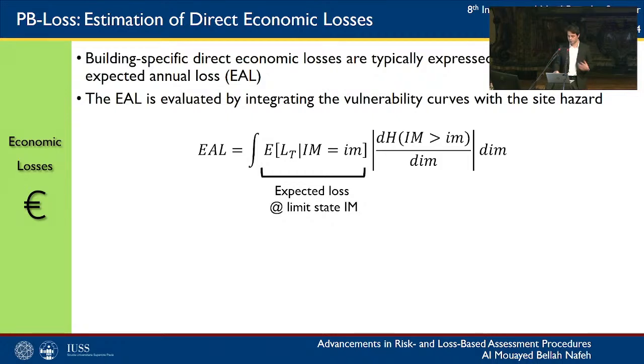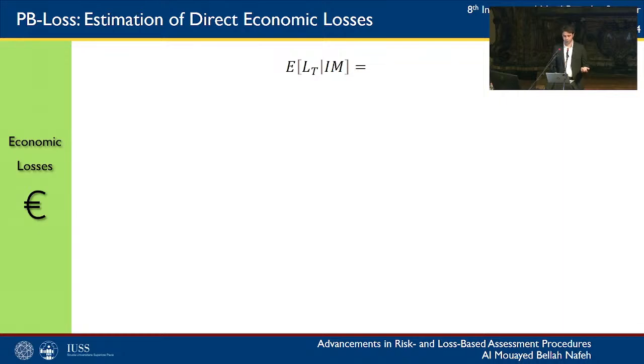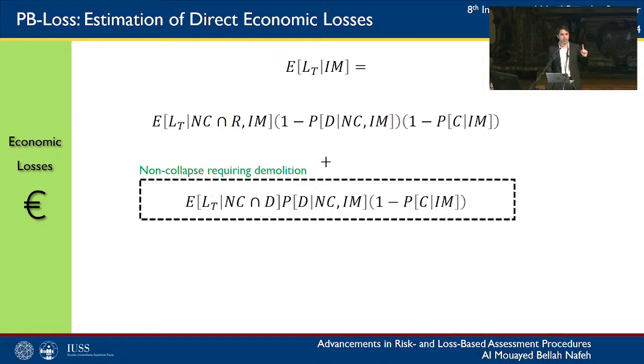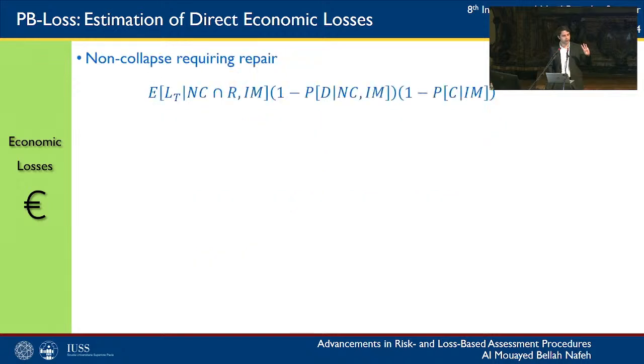Then with regards to consequences, the building-specific direct economic losses are typically expressed as a function of the expected annual loss metric. And this metric is evaluated by integrating the vulnerability curves with the site hazard. That first term is the direct economic losses, which is the sum of three mutually exclusive, collectively exhaustive events conditioned on the ground motion intensity IM. 1, non-collapse requiring repair. 2, non-collapse requiring demolition. And 3, total replacement due to collapse.